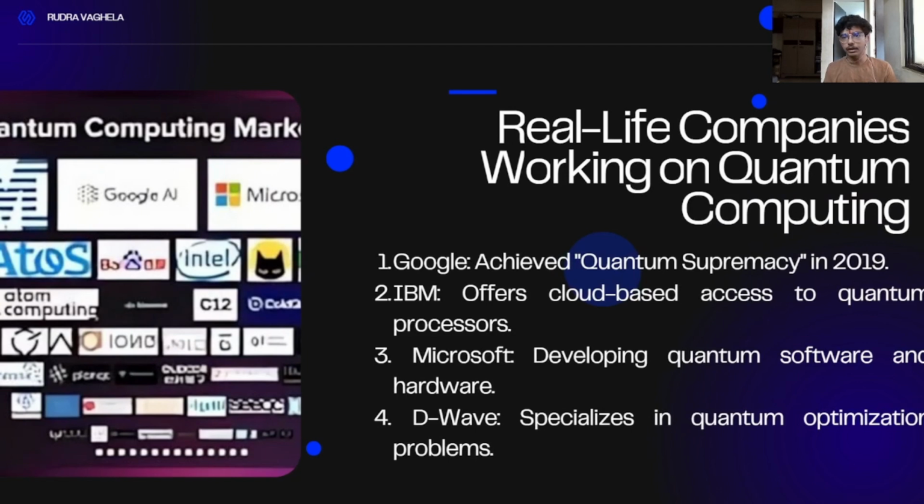Real life companies working on quantum computing. First of all, Google achieved quantum supremacy in 2019. IBM offers cloud-based access to quantum processors. Microsoft is developing quantum software and hardware. D-Wave specializes in quantum optimization problems.